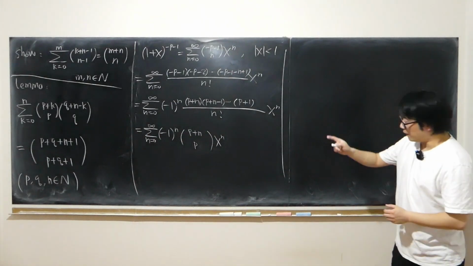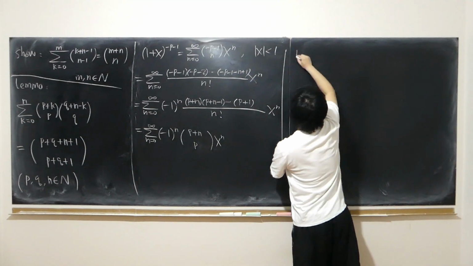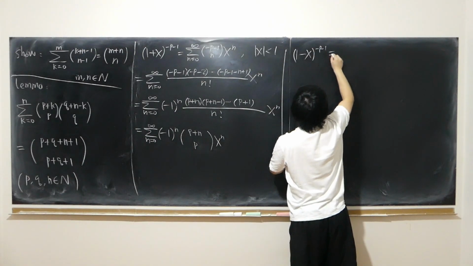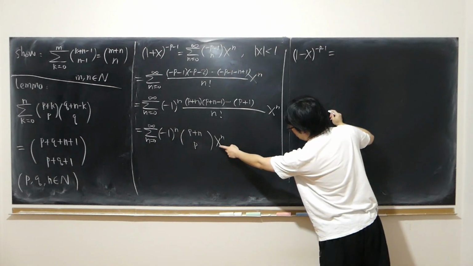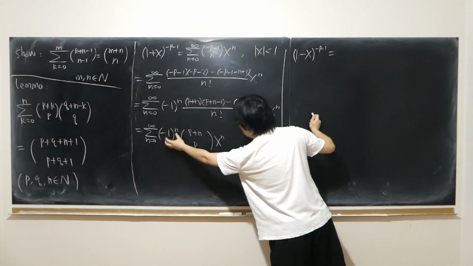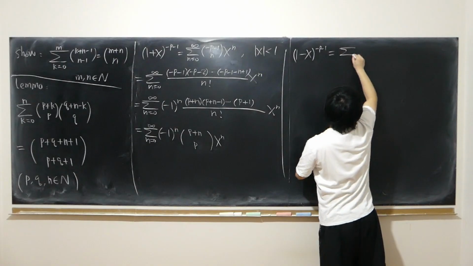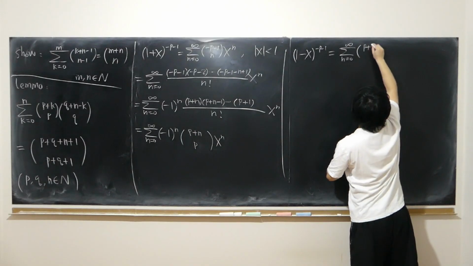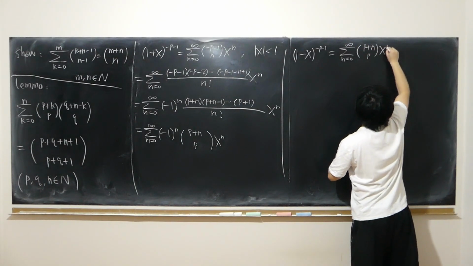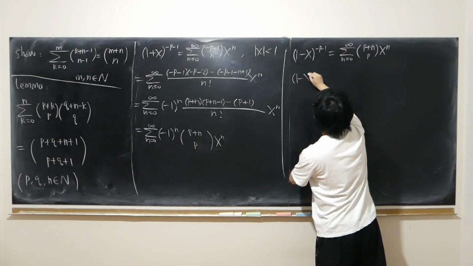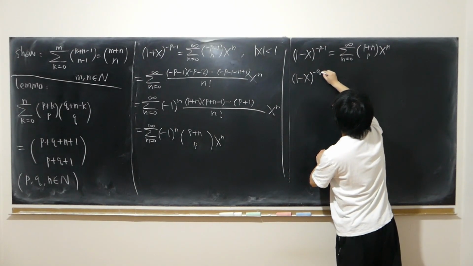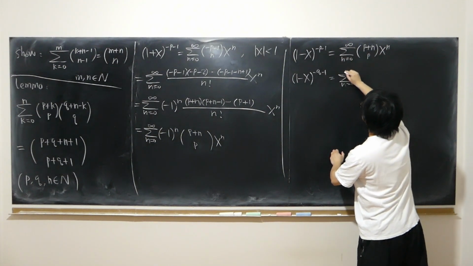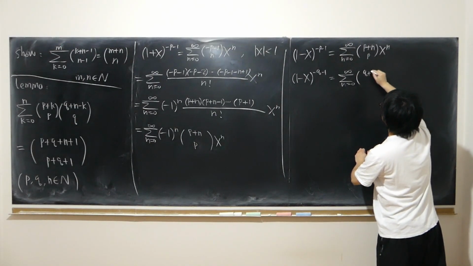Now if I replace x with negative x, then my generating function will become 1 minus x to the power of minus p minus 1. Then it'll become negative 1 to the power of n, which multiplied with this becomes positive. That's the only difference. p plus n, choose p, x to the power of n. Likewise, 1 minus x to the power of, this time, minus q minus 1. The only difference is q plus n, choose q.